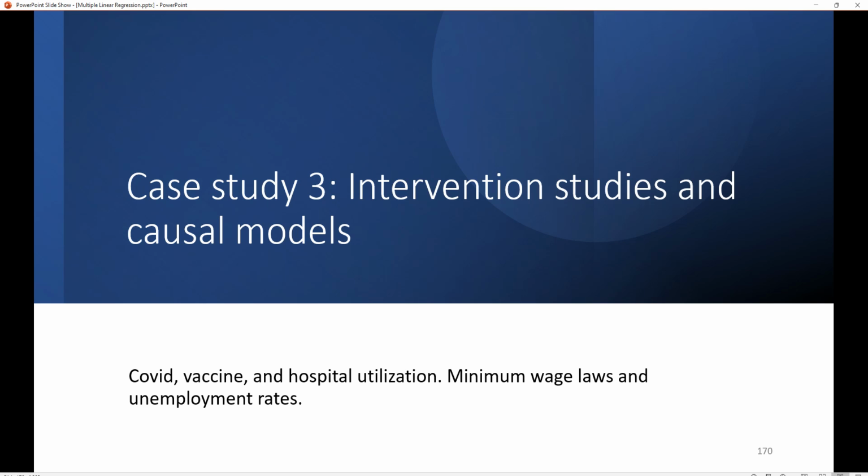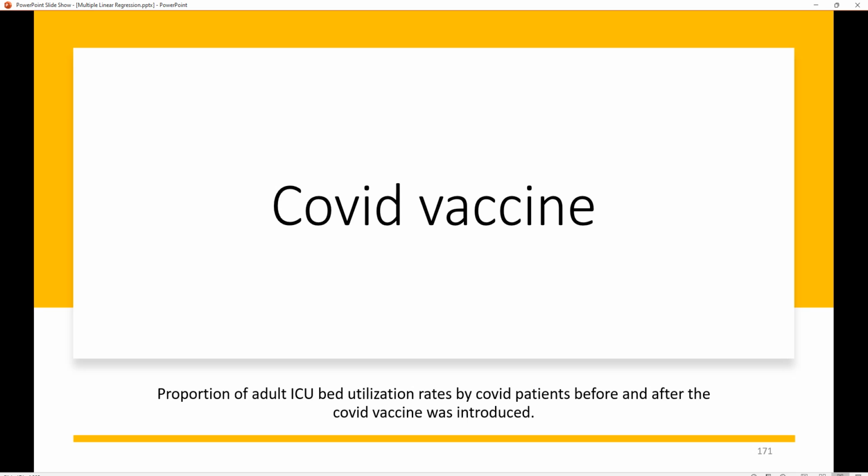Okay, for case study 3, this will cover intervention studies and causal models. We'll look at COVID, the vaccine, and hospital utilization, as well as minimum wage laws and unemployment rates. Our first study is on the COVID vaccine. We're going to look at the proportion of adult ICU bed utilization rates by COVID patients before and after the COVID vaccine was introduced.